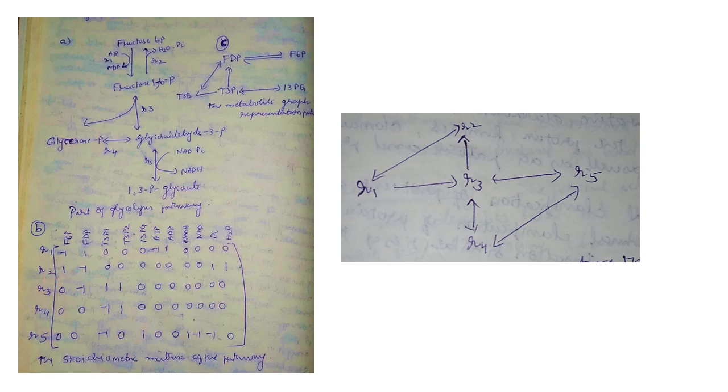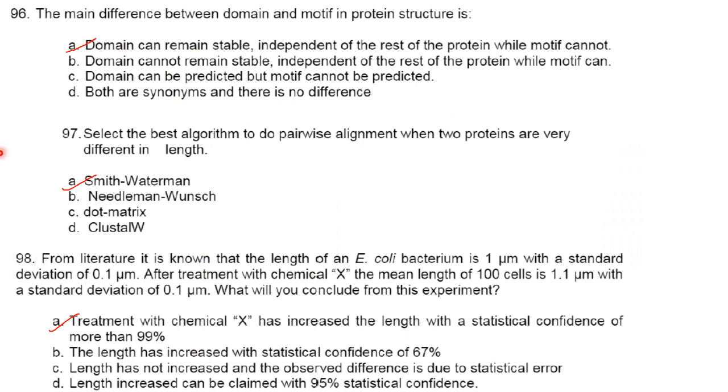from this particular matrix. Several quantitative analysis methods have been developed based on stoichiometric matrix of the metabolic network, such as flux balance analysis, elementary flux mode analysis, and extreme pathway analysis. Then next one. The main difference between domain and motif in protein structure is, so the domain can remain stable independent of the rest of the protein while motif cannot. Answer is option A. Select the best algorithm to do pairwise alignment when two proteins are very different in length.